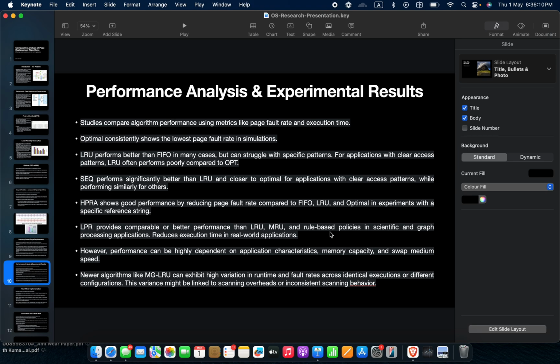Newer algorithms like MGLRU can exhibit high variation in runtime and page fault rates across identical executions or different configurations, possibly due to scanning overhead or inconsistent scanning behavior.